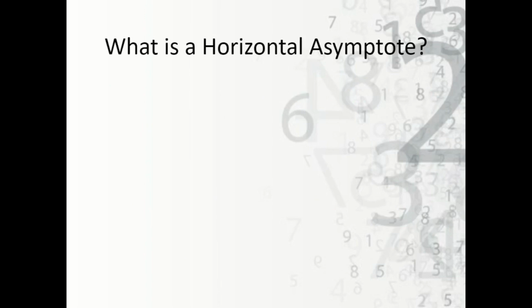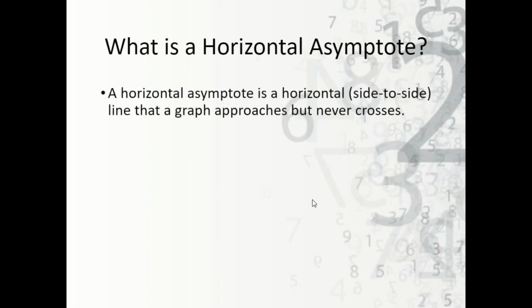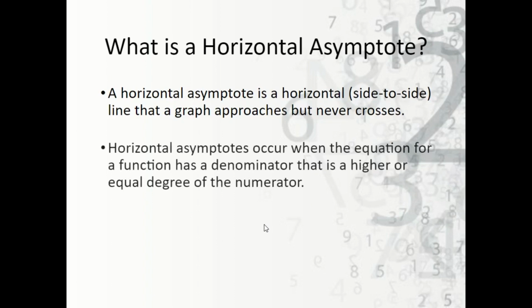Now, what is a horizontal asymptote? A horizontal asymptote is a horizontal line now, which means it goes side to side, that the graph approaches but never crosses. Horizontal asymptotes occur when the equation for a function has a denominator that is a higher or equal degree of the numerator. So for instance, 3x plus 1 over x minus 2. Well, notice they're both degree 1, so if they're the same or the denominator has a higher degree, then we're going to end up with a horizontal asymptote.